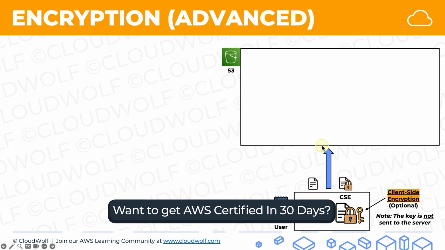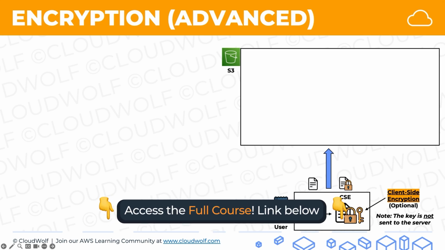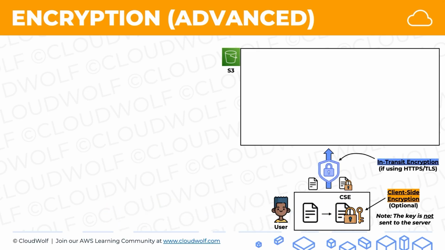Now we're moving on to this arrow here. The arrow, the connection itself or this transit, can also be encrypted. You can do in-transit encryption using HTTPS or TLS, and we'll talk more about how that works in a separate tutorial further down in the course when talking about security. But just know that this uploading process itself is usually encrypted too. So there's encryption in flight.